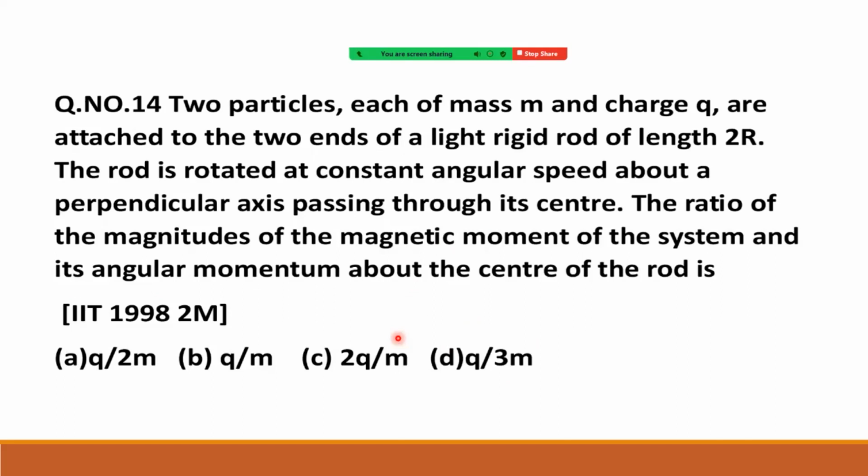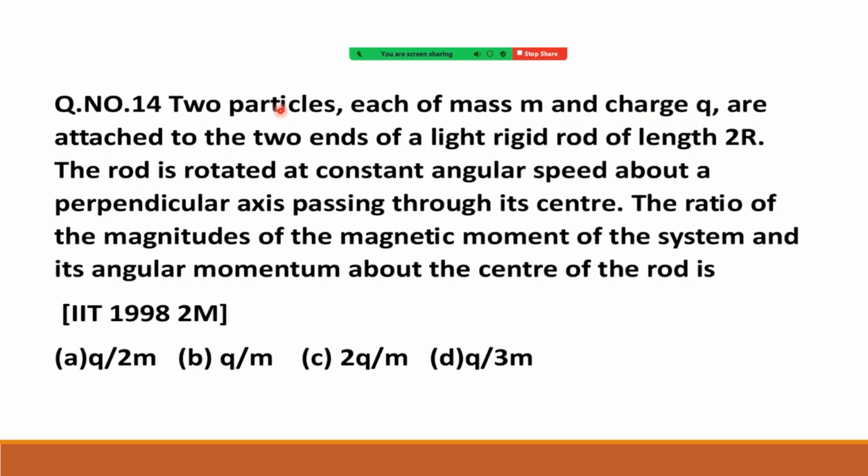Let's see the next one. Again, the same kind of question, slightly different. Asked in 1998 for 2 marks. Two particles, each of mass m and charge q, are attached to the two ends of a light rigid rod of length 2r.